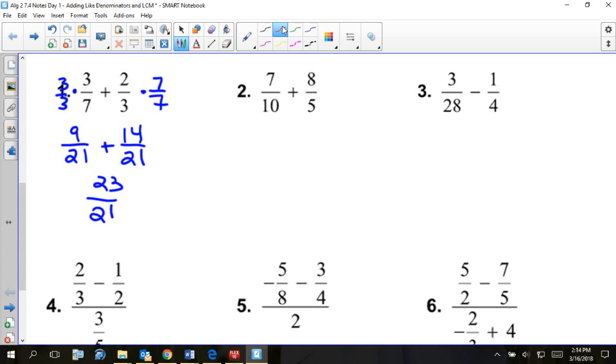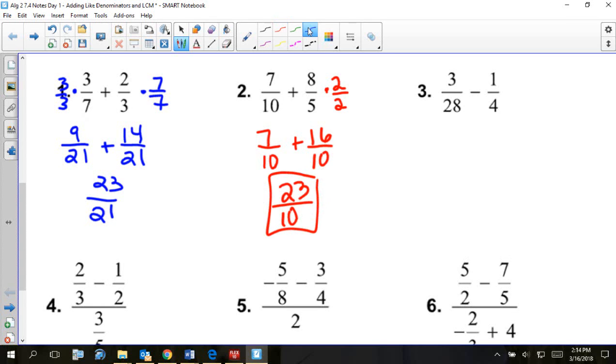So if I make them both into 10, I can add them, but that one's already 10, so I don't have to do anything with 7/10. But to this one, I have to multiply by a value of 1, multiply by 2/2. Get 16 tenths, add them together, and I get 23 tenths.